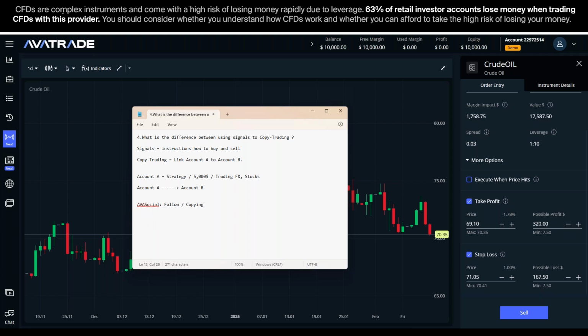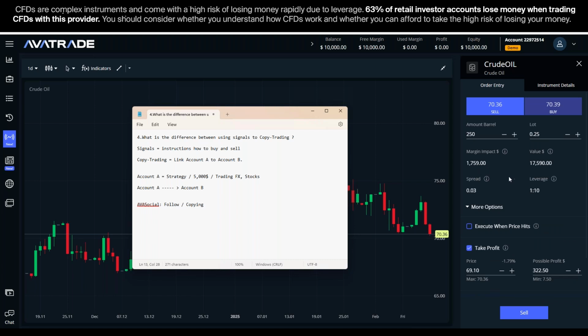And I'm going to say there is another advantage using AvaSocial, and that is that you can change the lot size to match your account size. So normally, let's suppose I had 5 as an example, or even 100, and I want to copy a strategy from someone who is trading with 20,000 or maybe even 10,000. Okay, so with $100, can my account do the same thing that the 10,000 or 5,000 can?